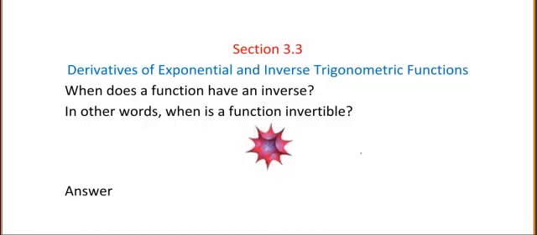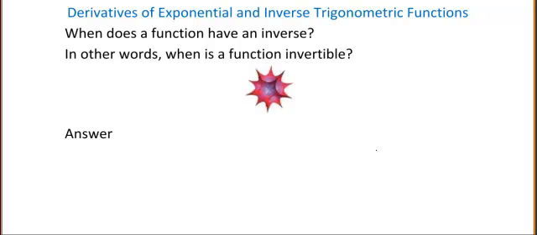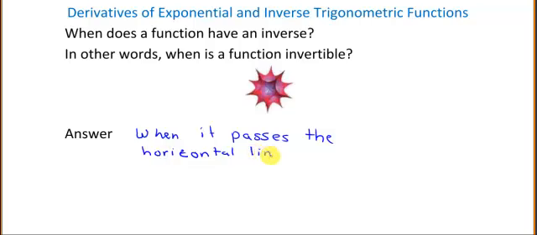So here's the question: when does a function have an inverse? All right, and the answer is when it passes the horizontal line test. Okay, when it passes the horizontal line test, it's invertible.